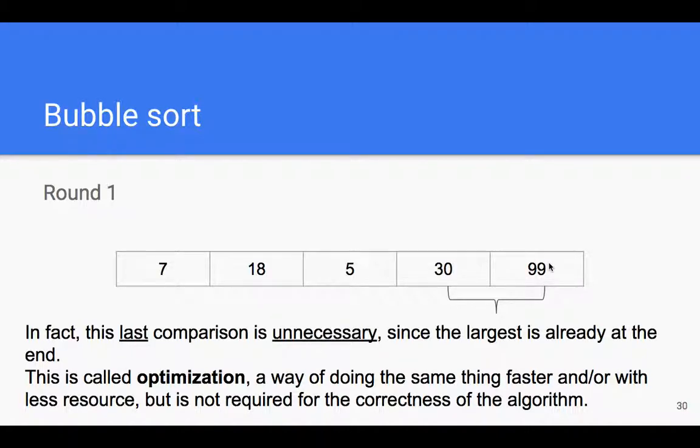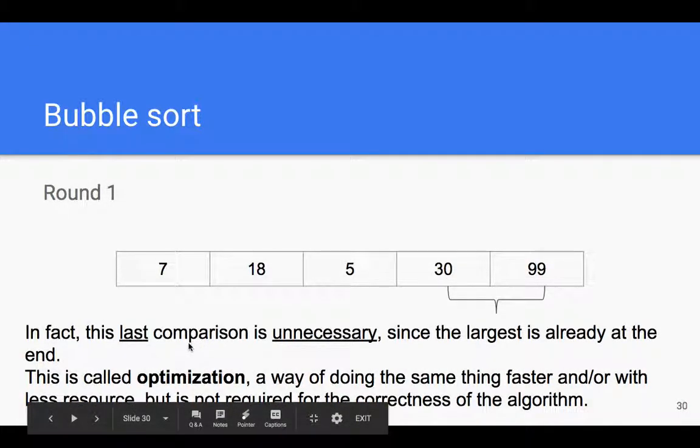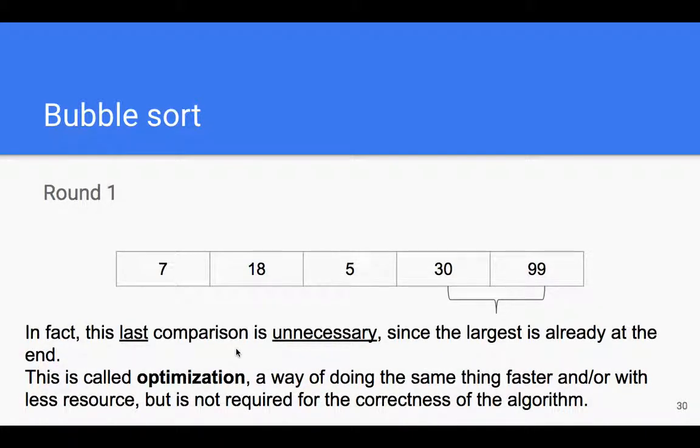So once we're at the second round, we don't have to touch the last one, because the last one is already the largest and it's in the right place. So we don't need to do the last comparison. And this process of not having to do something to make things faster is called optimization. It's just a way of doing the same thing either faster or with less resource.